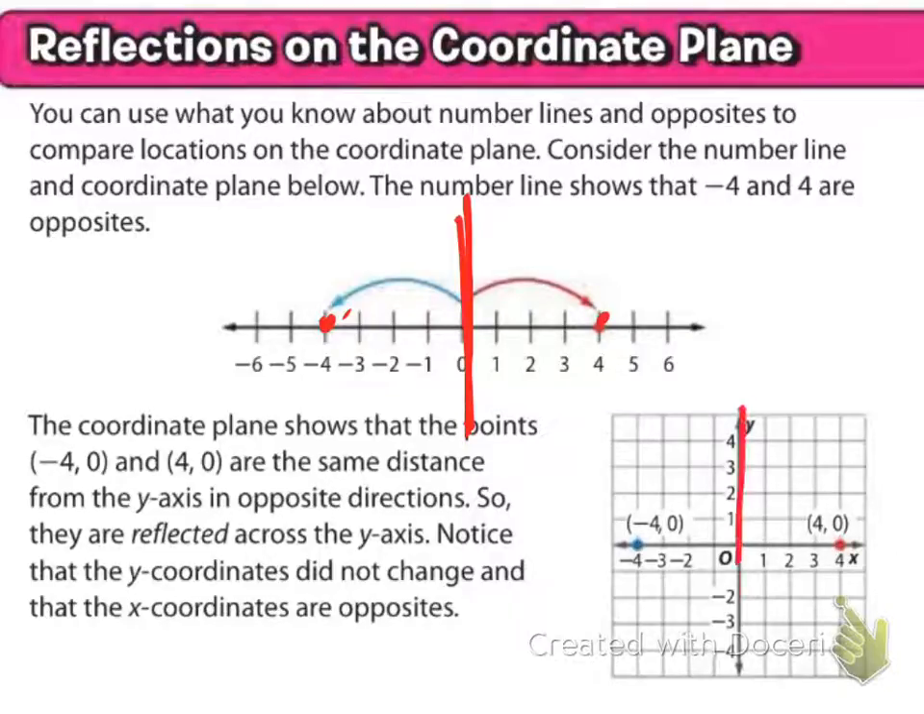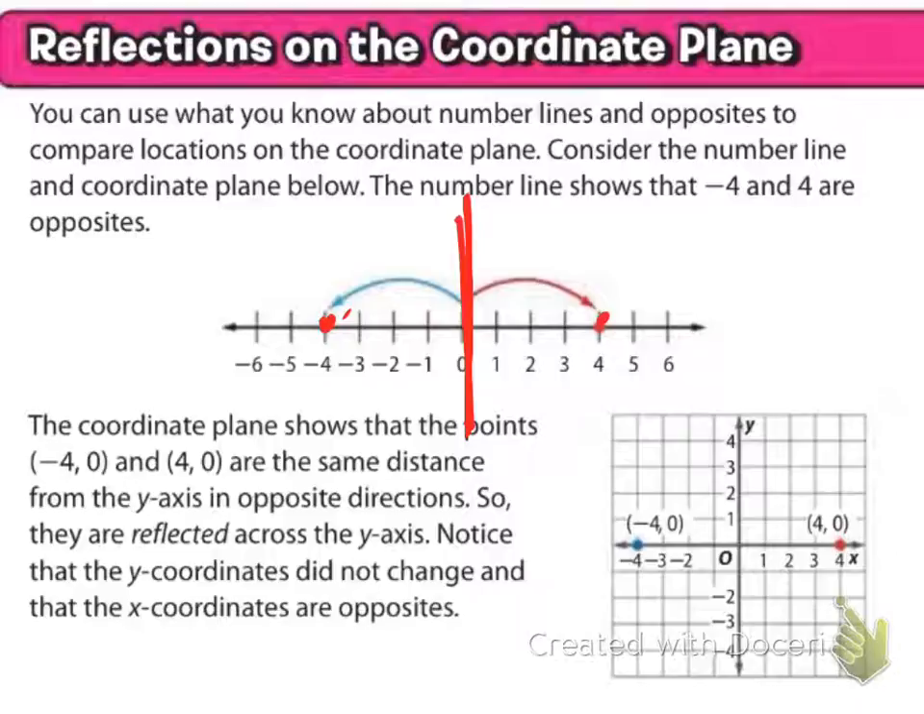So this is like the binding of our book, okay, or if I put a mirror right here, this point and this point would be reflected on each other, okay? And so they're reflected across the y-axis. Now, notice that the y-coordinates did not change and that the x-coordinates are opposite. So they're both 0 for the y-coordinates, and they're both 4s, but one's negative, one positive on the x-axis.